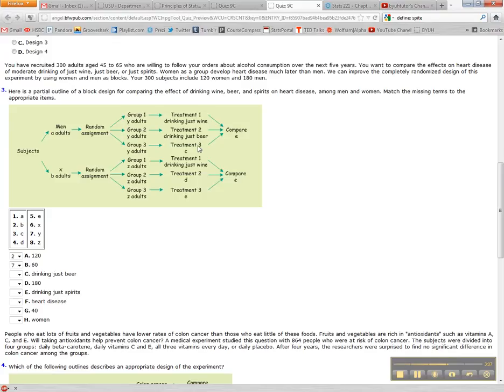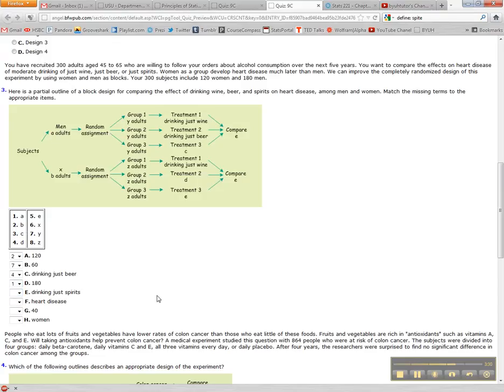It says drinking just beer, so you have drinking just wine, drinking just beer. So drinking just beer should be right here, D. Right? So drinking just beer, D is number 4. So you get the point. And then I'll do one more. 180, so 120 women, so 120 is the bottom, and 180, so 180 is A, right? 180. And where's A? Number 1.